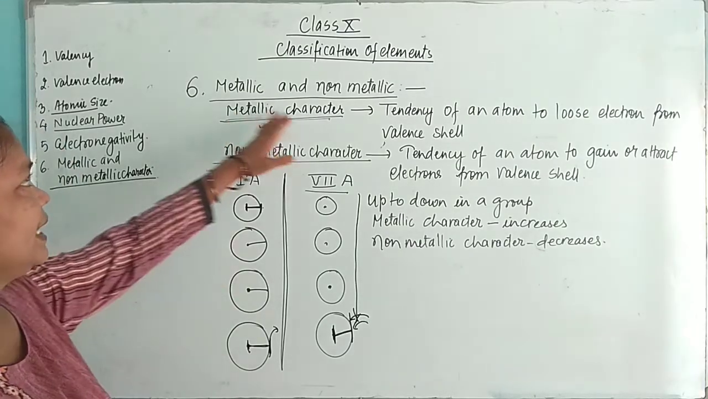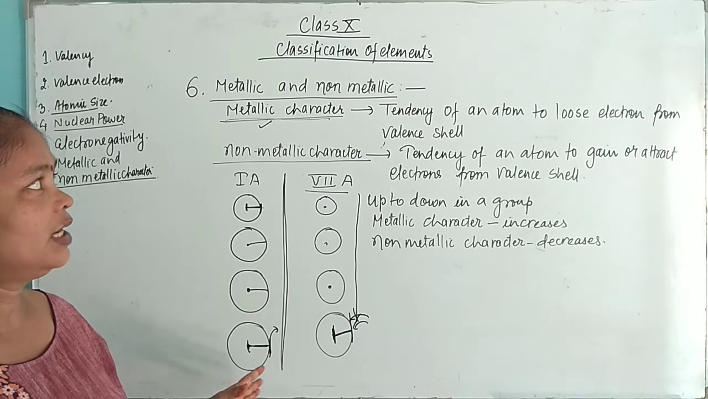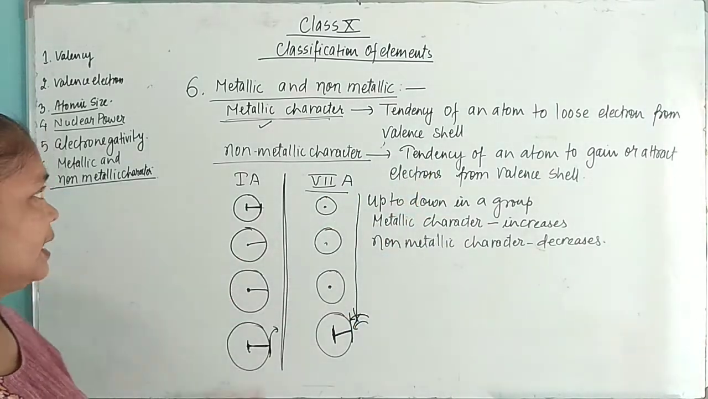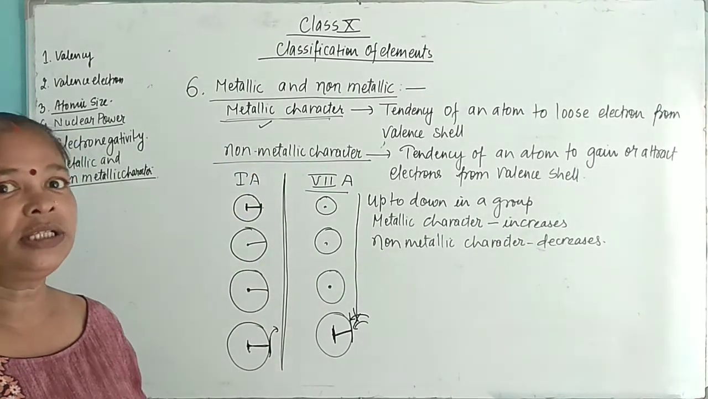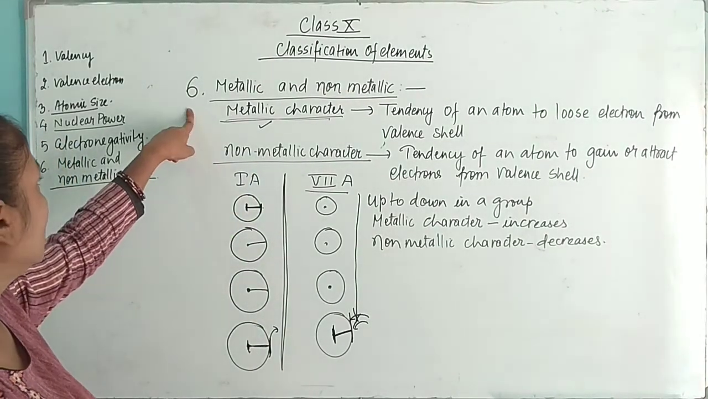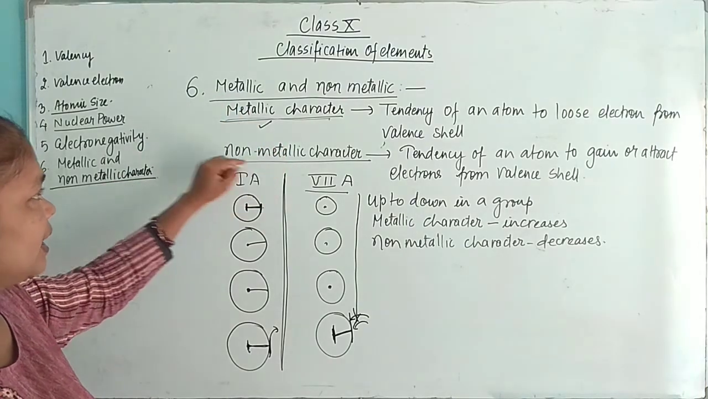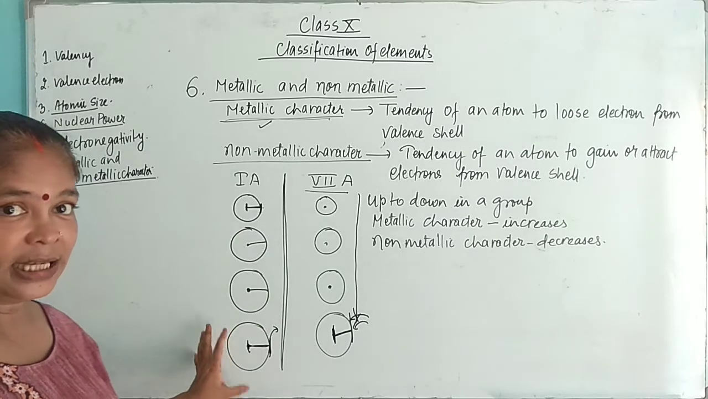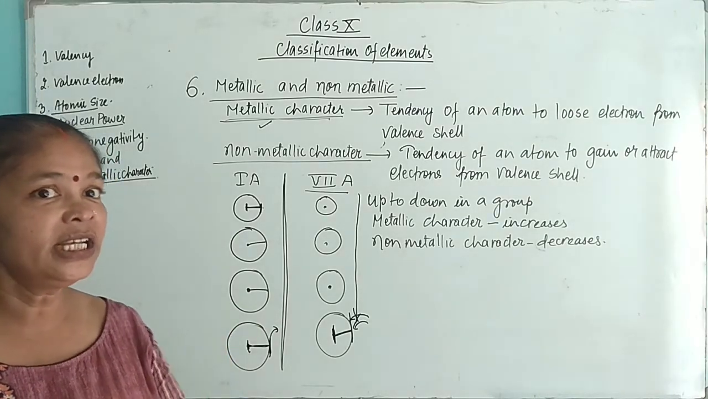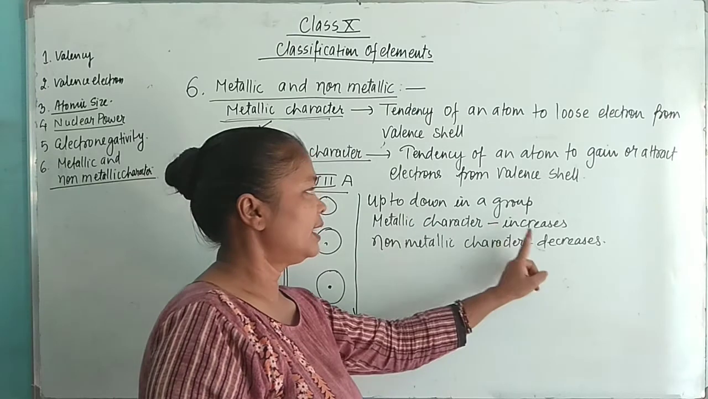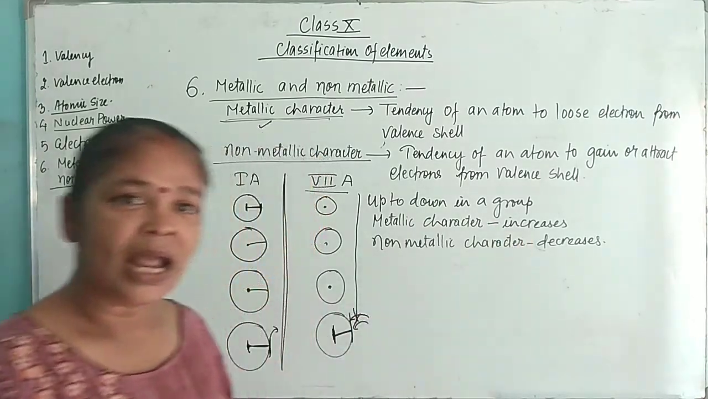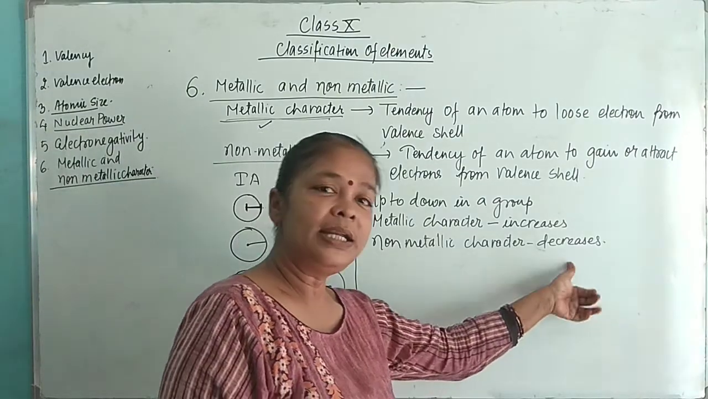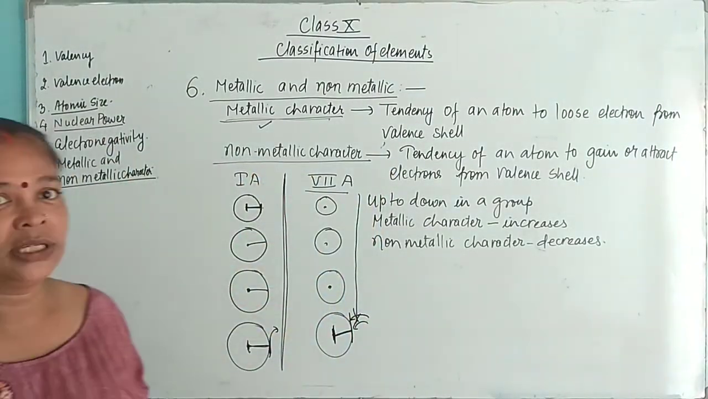Now the metallic and the non-metallic character. The metallic character of an atom is the tendency to lose electron from the valence shell, and non-metallic is to gain the electron in the valence shell. So here, as we move up to down, the atomic size increases, and when the atomic size increases, the tendency of losing electron increases. That's why metallic character increases up to down in a group, and the tendency of gaining the electron decreases. That's why the non-metallic character decreases when we move up to down in a group.